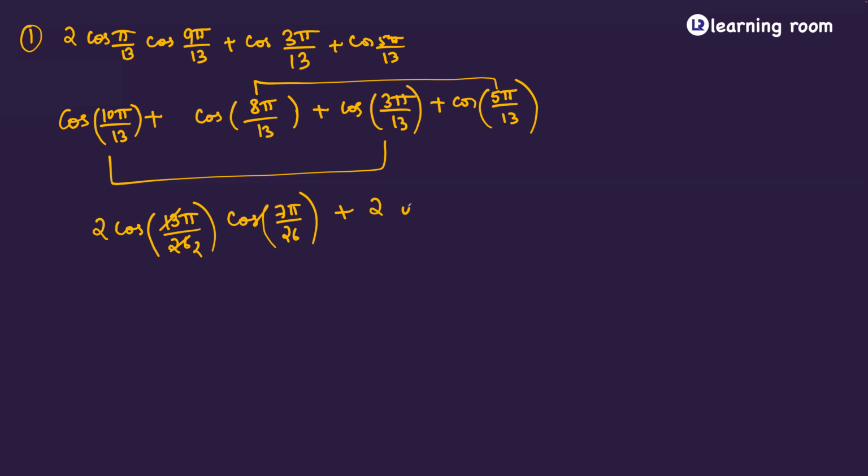2 cos of, same thing again, you will get a pi by 2, and cos of 3 pi by 26. So cos pi by 2 is bringing a 0 here, and it is bringing a 0 here. Answer will be 0. Got it?